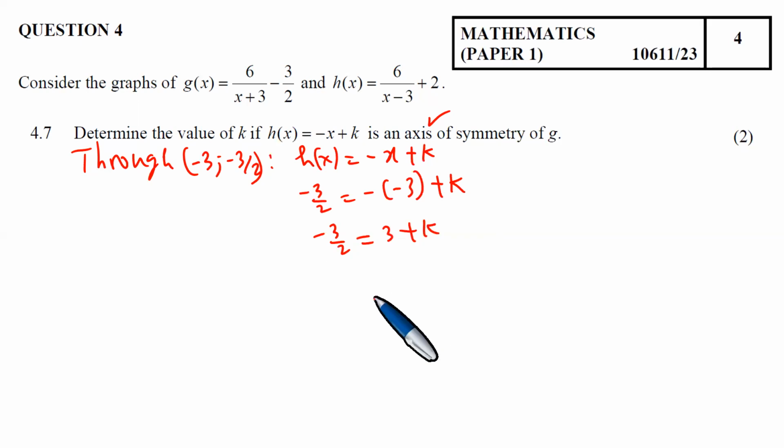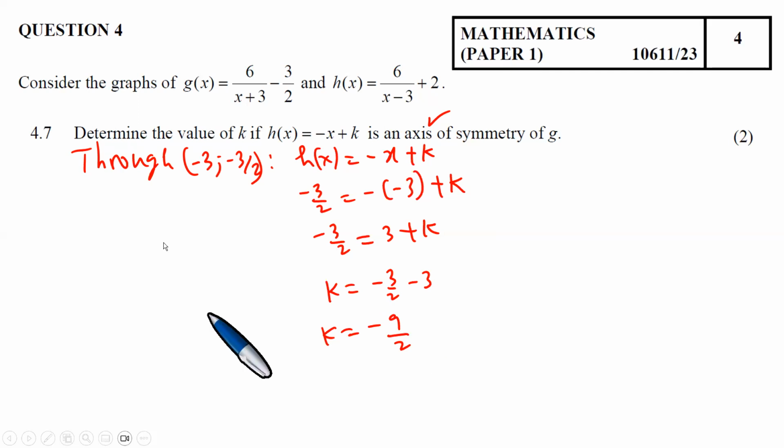And so what is the value of k? So the value of k becomes exactly the same as minus 3 over 2, then minus 3, which means that is 2 times minus 3 minus 6, which is minus 9 out of 2. And therefore, right, that is the final answer, to determine the value of k if this one is an axis of symmetry. So the value of k is minus 9 over 2.